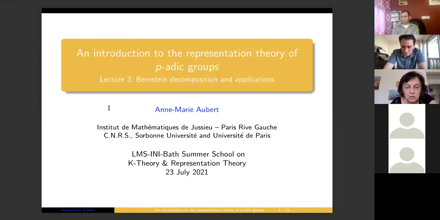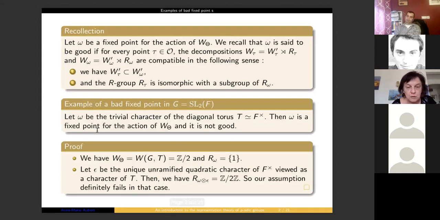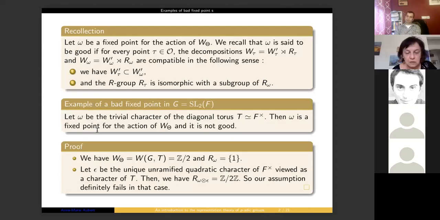So now I arrive to my third lecture. First, I will give an example of a bad fixed point. This is a reminder of the talk of yesterday. So first I recall what we call the good fixed point.